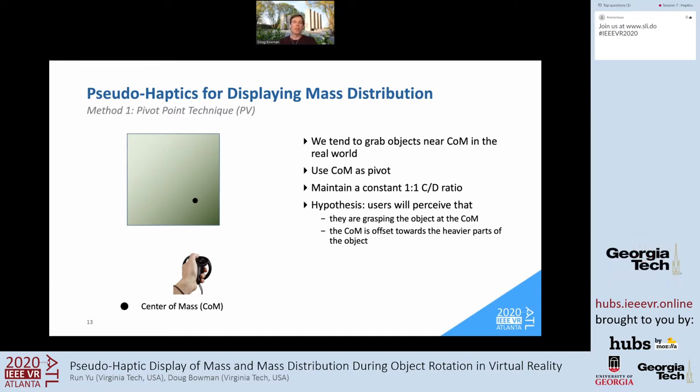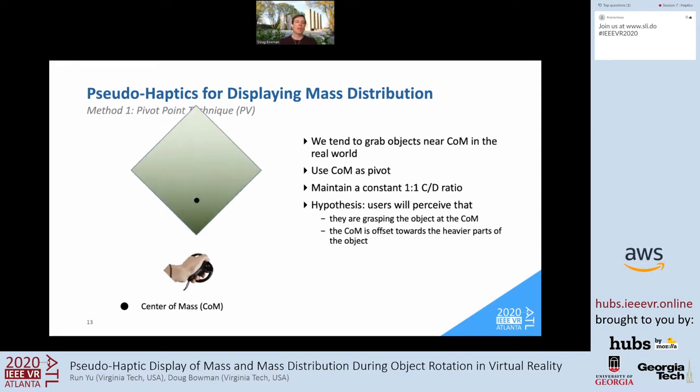We hypothesized that when we did this, the users would perceive that they were grasping the object at the center of mass and that the center of mass was offset towards the heavier part of the object. So in the example on the left, the darker parts of the cube are supposed to be heavier. And so the center of mass is kind of towards the bottom right of the object in this image. When the user would rotate the controller, they would see the object rotate around that center of mass. And of course, the center of mass was not displayed to them as it was here.